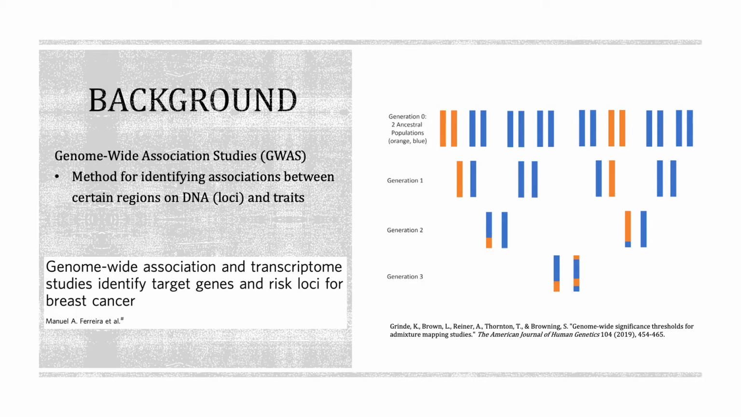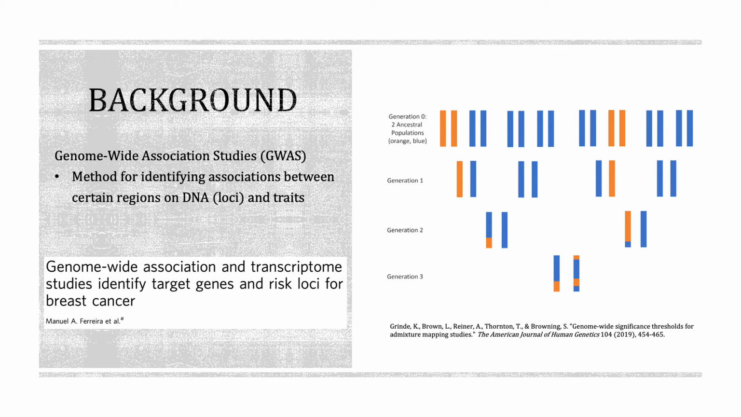Our research is built on the background of genome-wide association studies, which is a method for identifying the associations between certain genetic regions called loci and one's distinguishing characteristics called traits. We have seen a lot of studies using GWAS to identify the differential risk by loci, such as the study of breast cancer that was published in Nature Communications 2019. However, in traditional genetic association studies, people with mixed ancestry, such as African Americans and Hispanic Latinos, are disproportionately underrepresented.